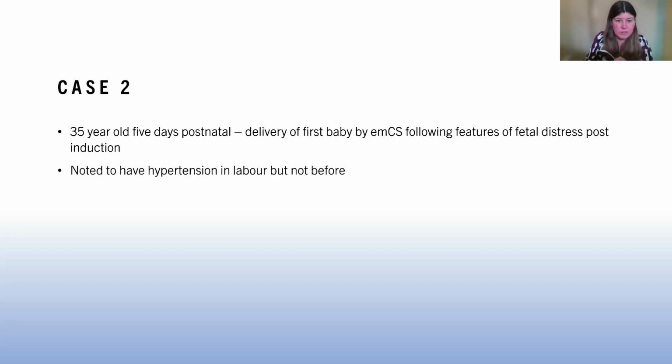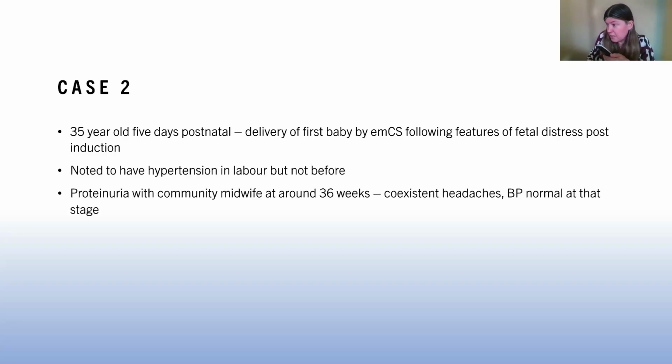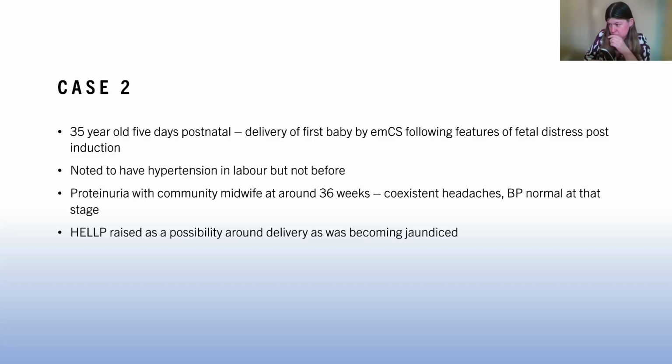Okay, let me move on to the next one and then hopefully we can have some more discussion there. So this next case is quite a recent one. I've just seen this lady for follow-up within the last couple of weeks. So she's 35 and she was 5 days postnatal. She'd had her first baby by an emergency cesarean section because of fetal distress after induction. And she'd been noted to be hypertensive in labour, but she hadn't had any hypertension before that. She'd had some proteinuria with her community midwife at around 36 weeks, and she had some headaches then, but her BP was normal. So that was just monitored at that stage.